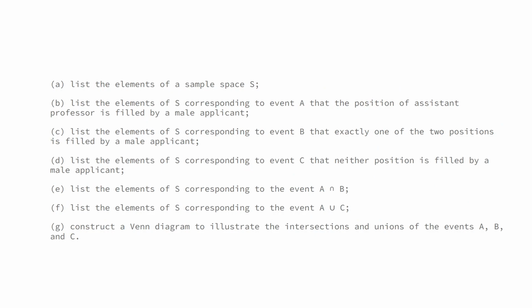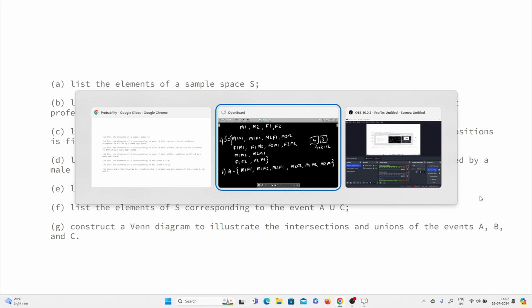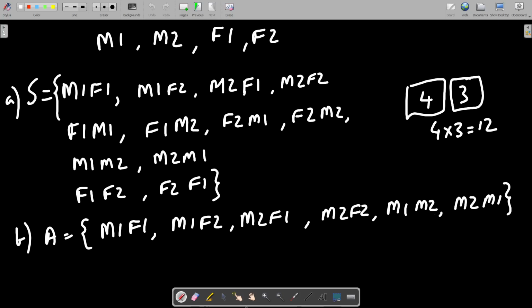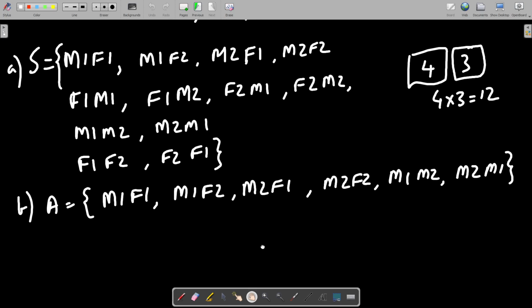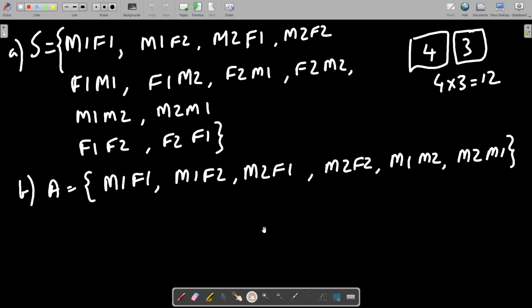Okay, in C it says that exactly one of the 2 positions is filled by a male applicant. Both are not males, only one of them is male, exactly one. So that will be, again this should be 6, right? No, this is 8. This is M1, F1. 8 are there.